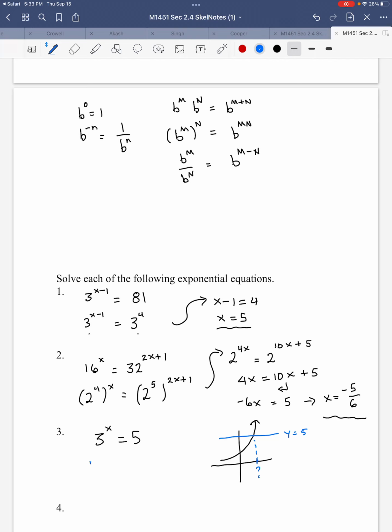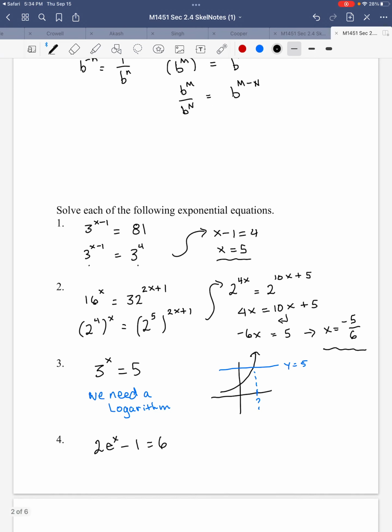So here's where we're going to whip in our definition of the logarithm. We need a logarithm. And I'm going to go to the next page and get you one. We'll solve this equation a couple ways in a few minutes. Another version of this equation would be something like 2e to the x minus 1 is equal to 6. I can rewrite this equation so that I can get the e to the x by itself. 2e to the x can be written as 7. Get the 2 over there. E to the x is 7 halves.